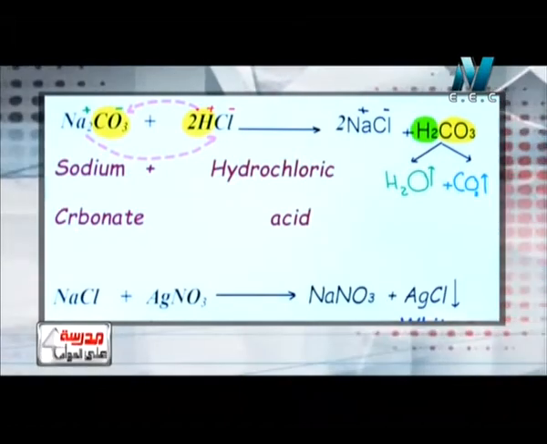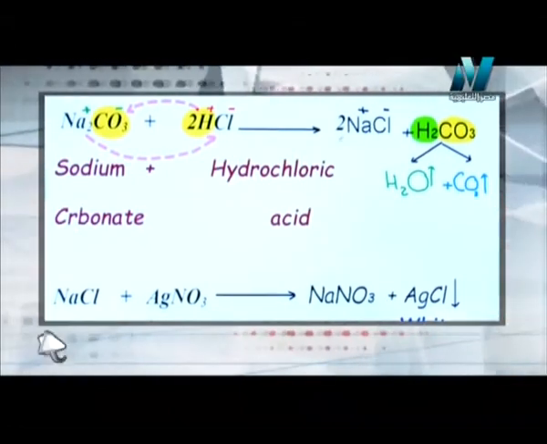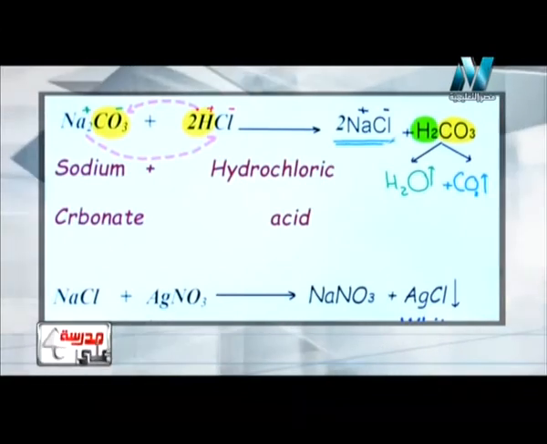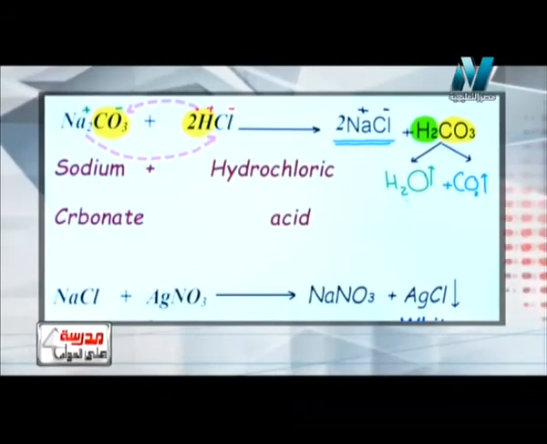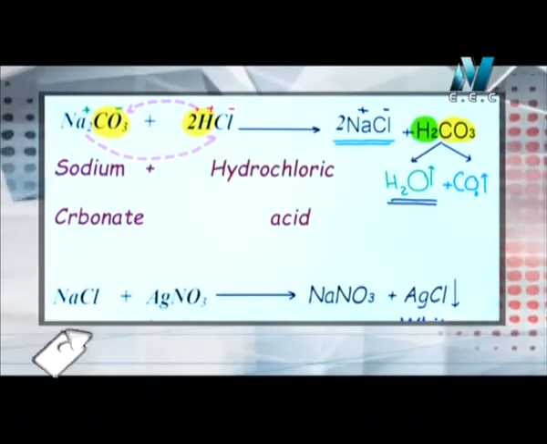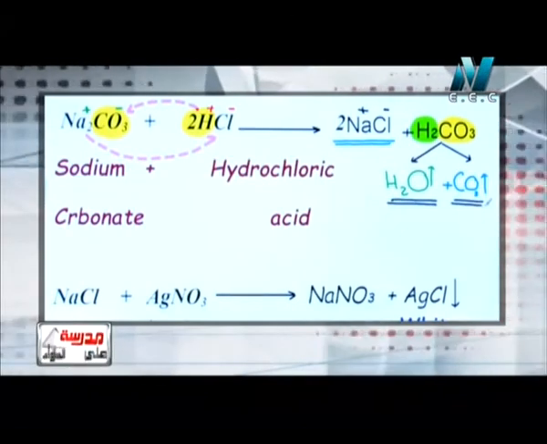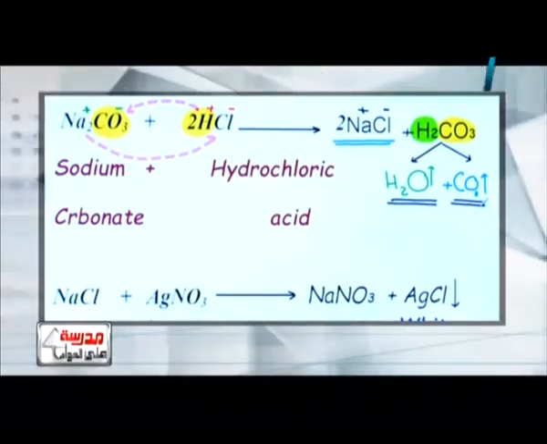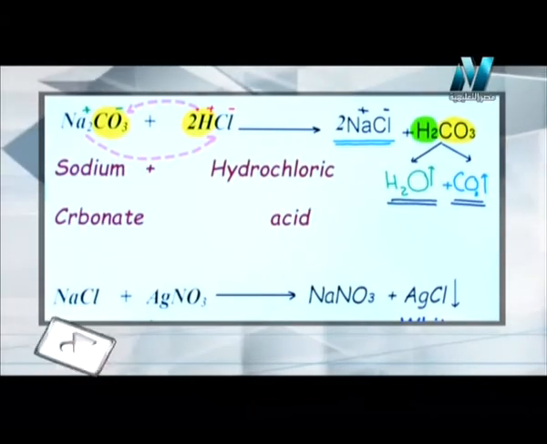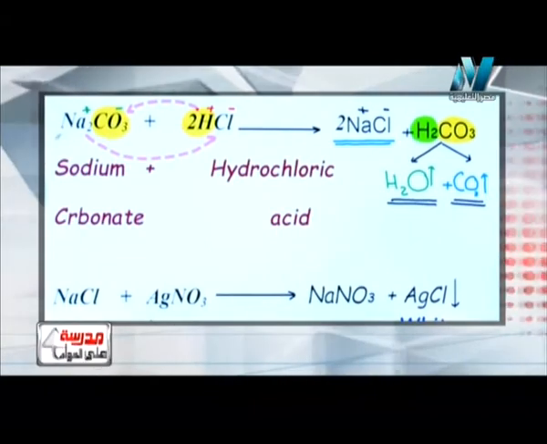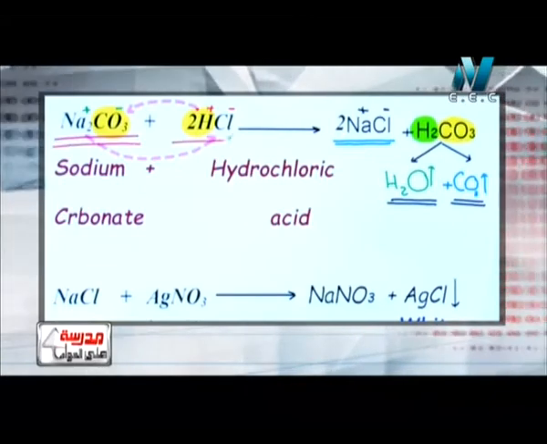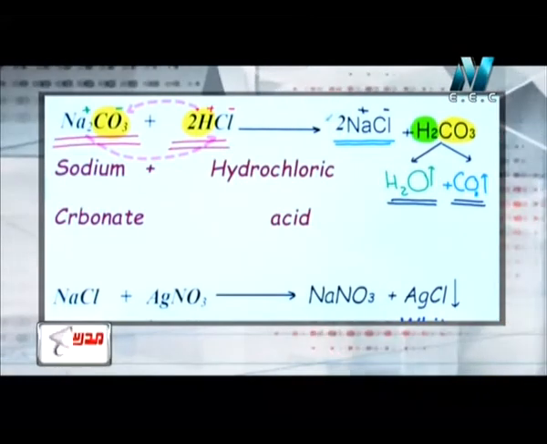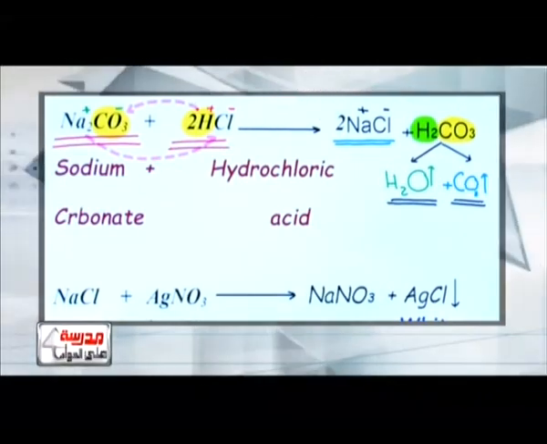So in this equation we have three compounds. Number one, sodium chloride, NaCl. Number two, water vapor. Number three, carbon dioxide, as a double substitution reaction, as we have here exchange between ions to form on the other side a new compound. Okay.